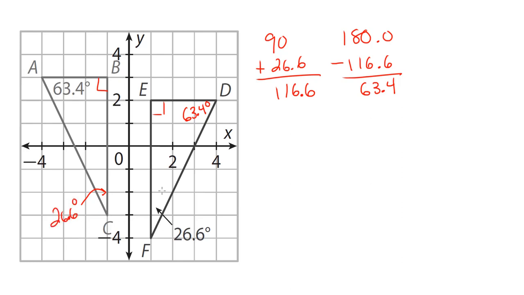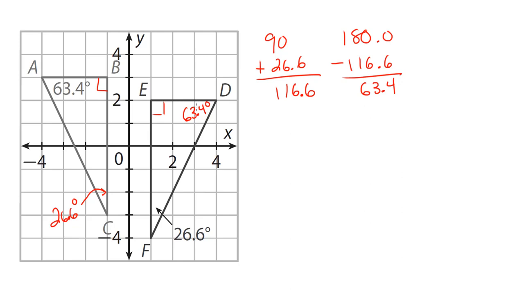So I can see that corresponding angles are all congruent. Angle C and angle F both measure 26.6 degrees. Angle B and angle E both measure 90 degrees. And angle A and angle D both measure 63.4 degrees.